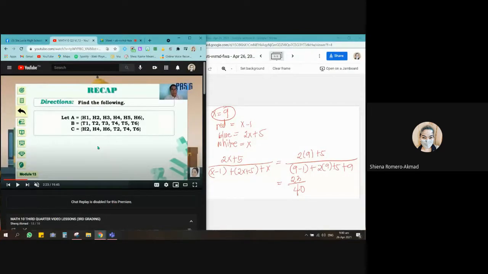Now, we are going to find the following. Ano yun? The number 1, which is the union between these 2 events. Ano yung 2 events na binabanggit niya? The intersection of A and C and the intersection of B and C. The other one is intersection naman ng union ng A and C tsaka union ng B and C.